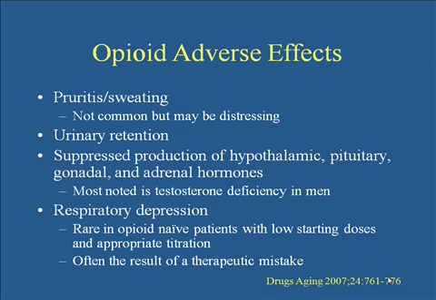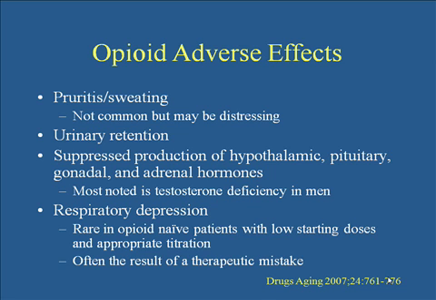Suppressed production of hypothalamic, pituitary, gonadal, and adrenal hormones. Most noted in this is testosterone deficiencies in men. This tends to happen in people receiving long-term opioid therapy. It's an adverse effect that we don't necessarily look for, but it has been noted to happen, and please be aware of that. Probably the big one is respiratory depression.